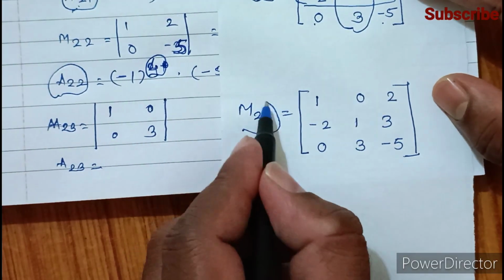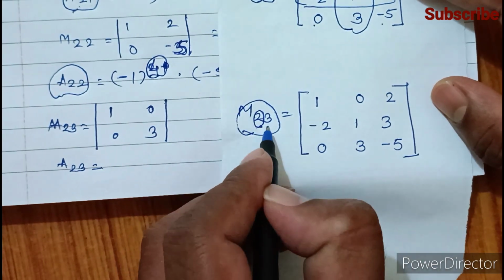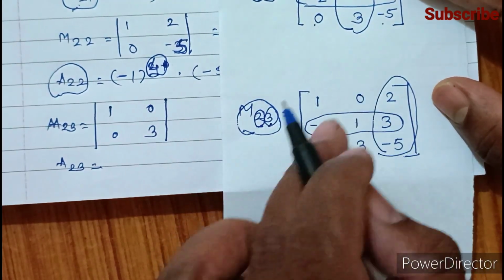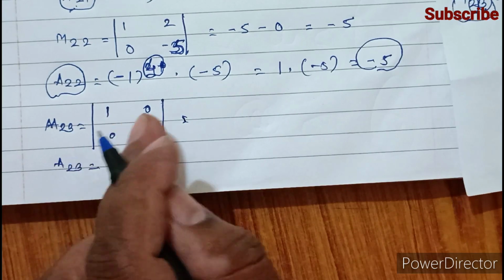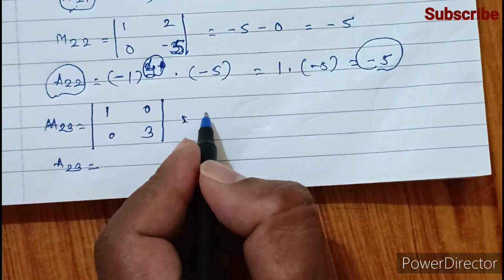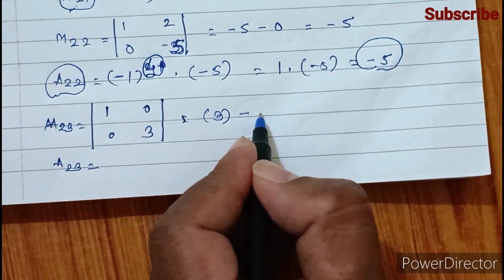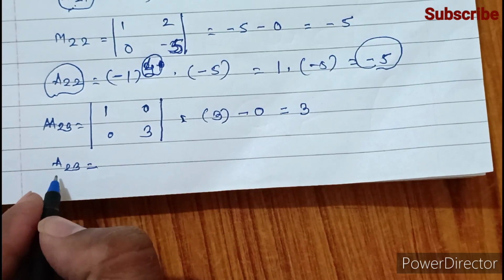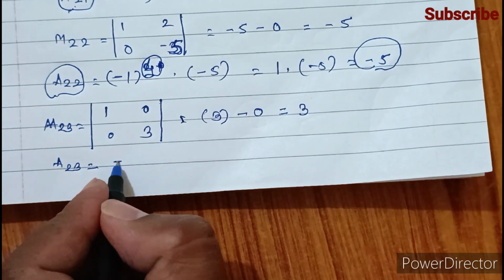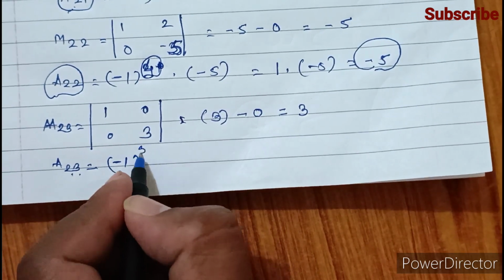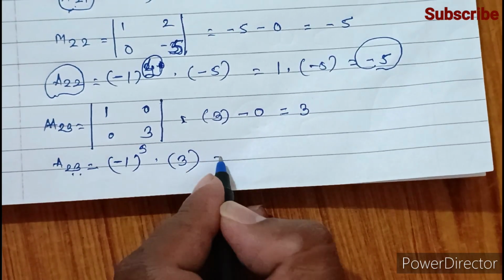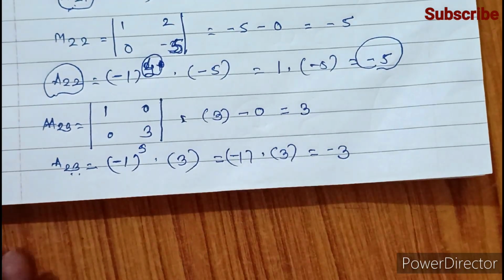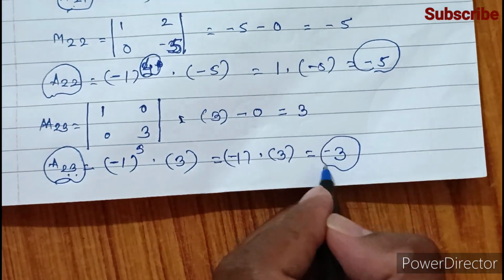Next, the value of M23 by eliminating the second row and third column. By eliminating this second row and this third column, we get 1, 0, 0, 3. By solving, 1 into 3 will be 3, minus 0 into 0, that is 0. The value of M23 we get is 3. Now A23 can be calculated, that is minus 1 to the power 2 plus 3, that is 5, into this 3. It becomes minus 1 into 3, that will be minus 3. The value of A23 we get is minus 3.